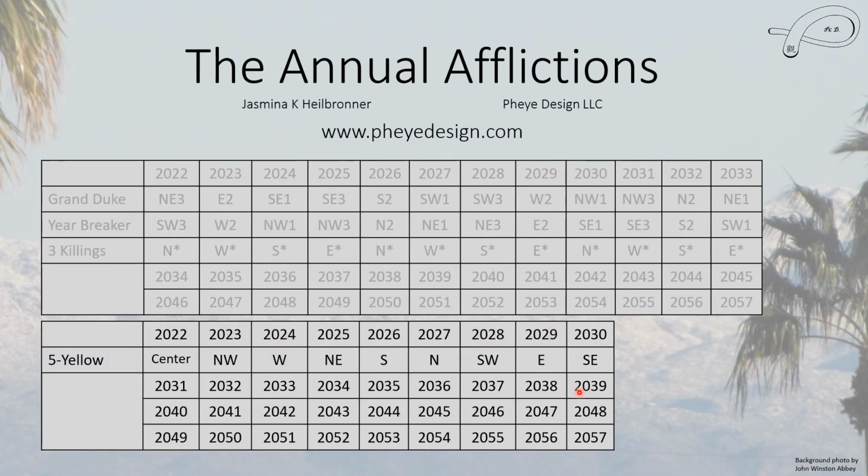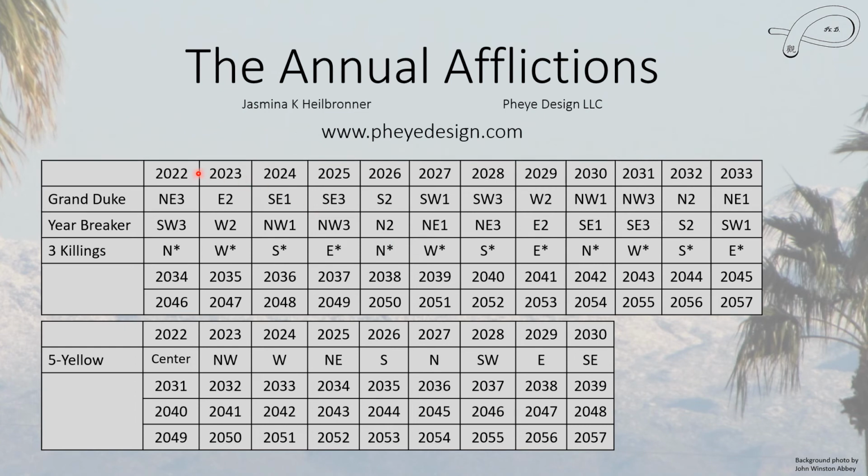Now this is the 5 Yellow with a 9-year cycle. And it has these directions during these years, and then it keeps going just like this. Now you notice that we start in 2022 for both of these and end in 2057 in both of these. So the next year that this repeats will be 2058.